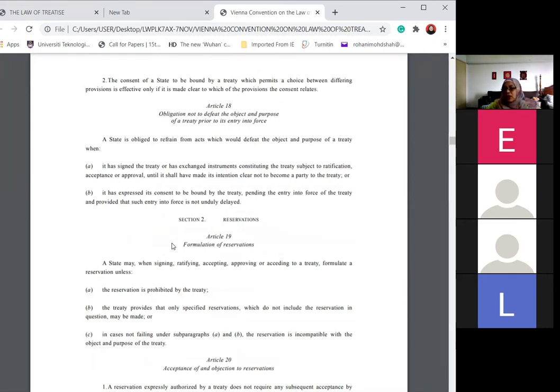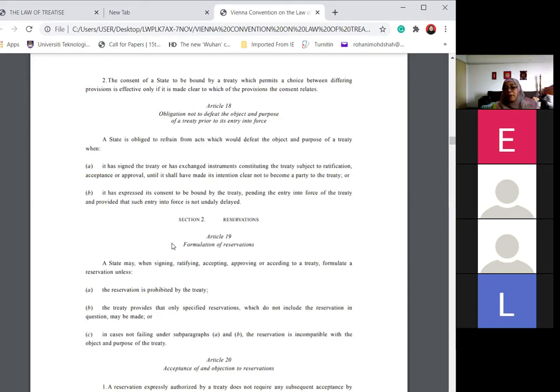At Article 18, the obligation not to defeat the object and purpose of the treaty. That is another one. A state is obliged to refrain from acts which would defeat the object and purpose. Do you see the two words? What is an object? What is a purpose of a treaty? Usually in a treaty, in the first part, you would see the objective of the treaty. The objective is the aim why the treaty is signed.